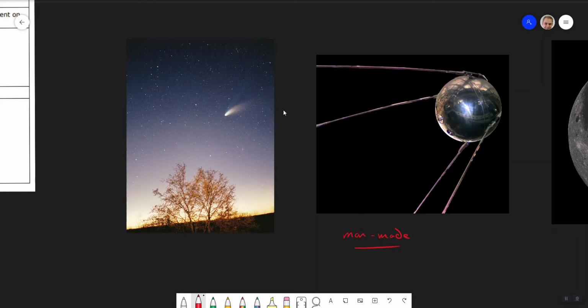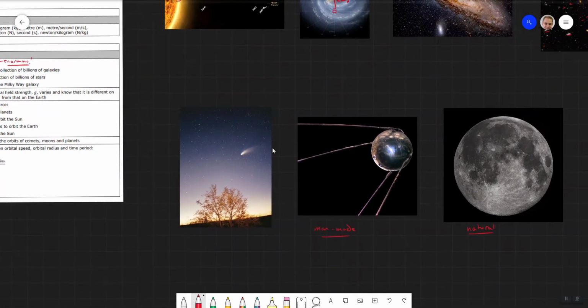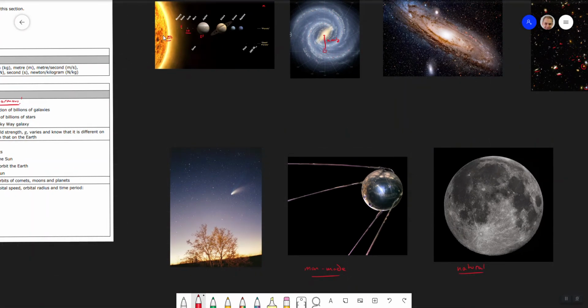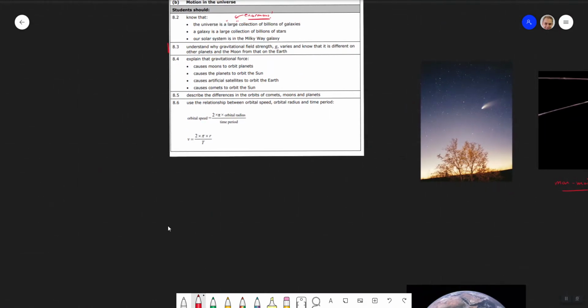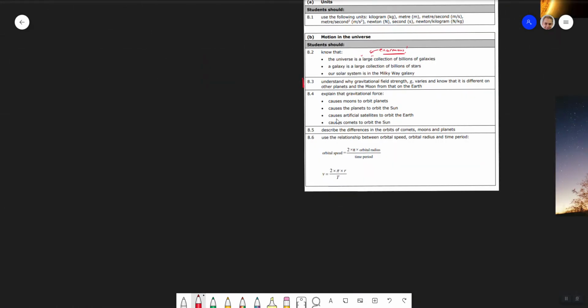So essentially, think of it this way: we have planets, they orbit the sun. We have moons, they orbit planets. We have satellites, we can put them in orbit around anything. And we have comets that orbit the sun. So this gives us a nice diagram which helps us with the information. They're things you might need to recognize just as terms because they get used. Describe the differences in the orbits of comets, moons, and planets.